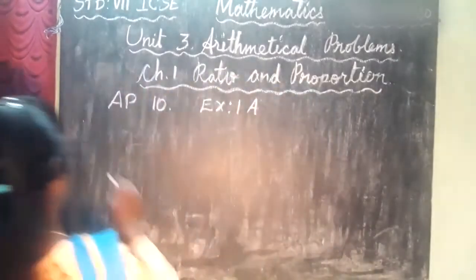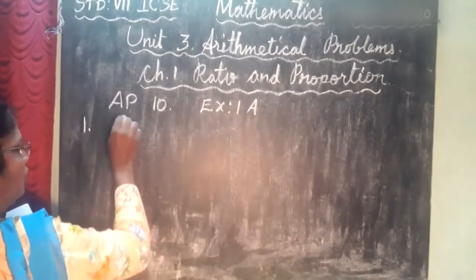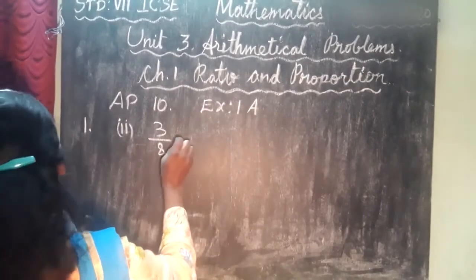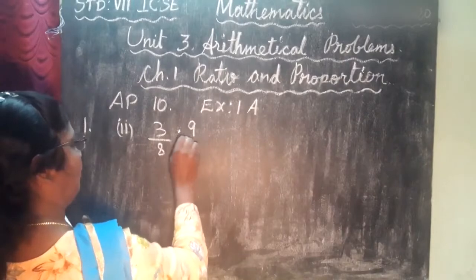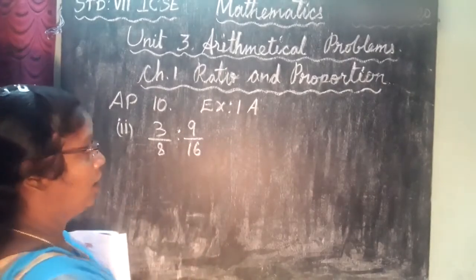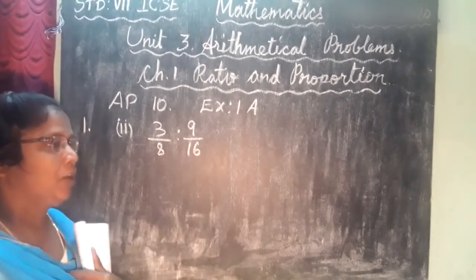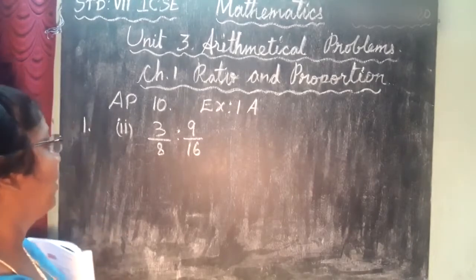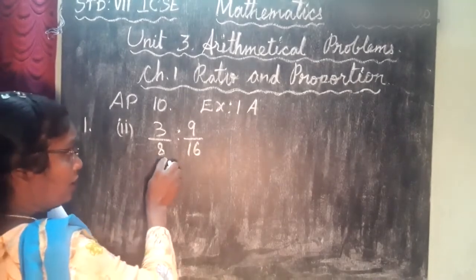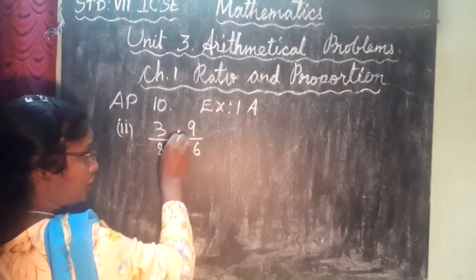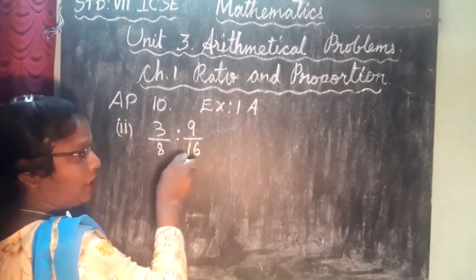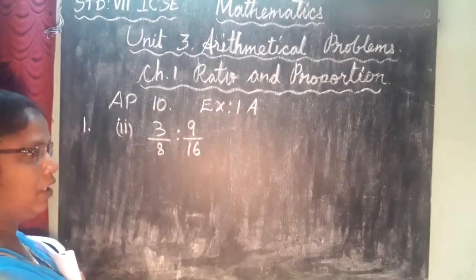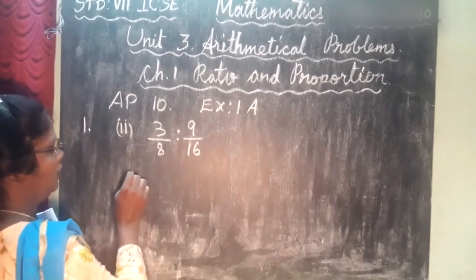Okay, same thing, same topic. Second one, second option is 3 by 8 is to 9 by 16. In the first sum, the two quantities were whole numbers. We don't have any fraction there. But here it is already given in the fraction form. The ratio itself is given in the fraction form. If it is given like this, what to do? We need to find the LCM. We need to find the LCM first.